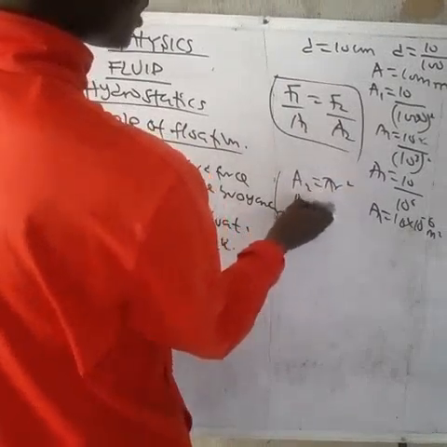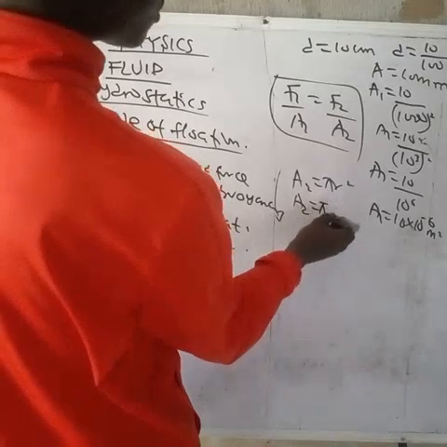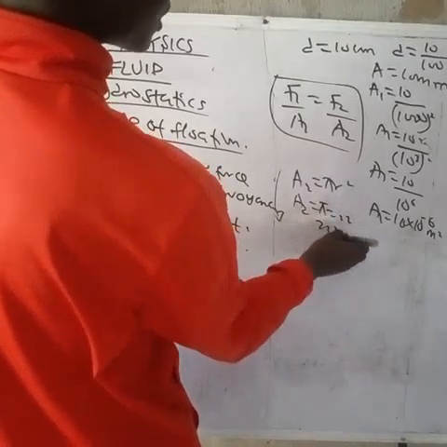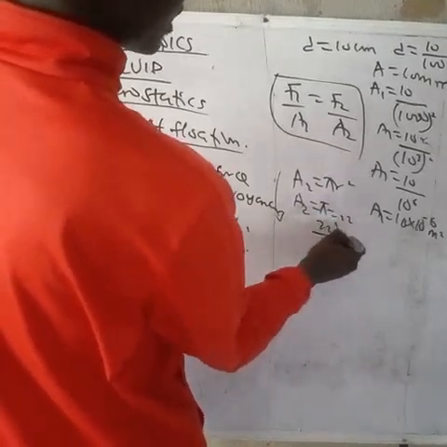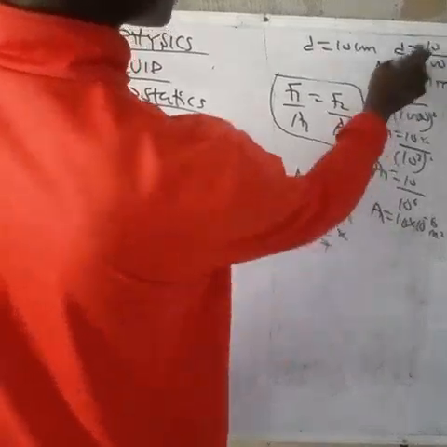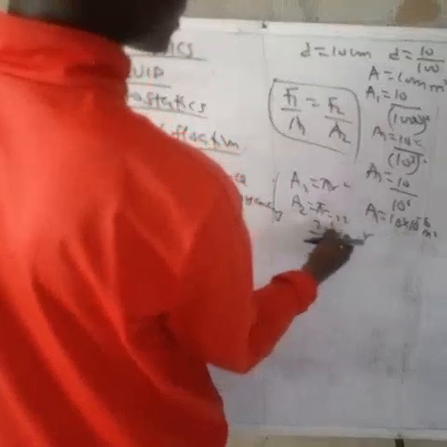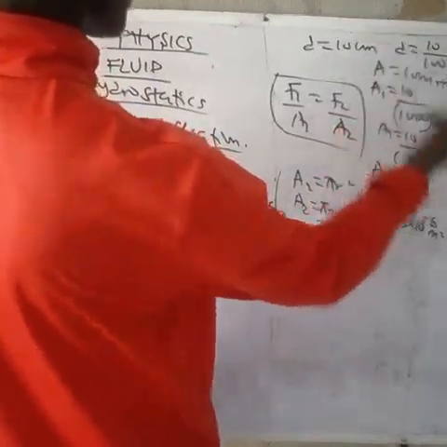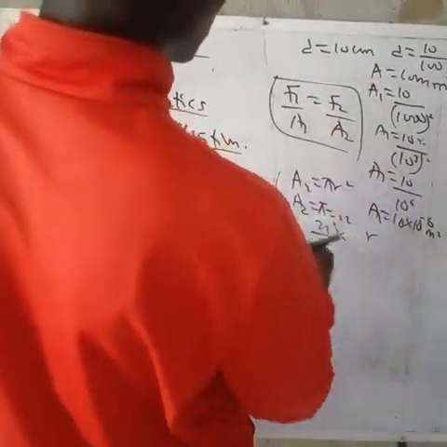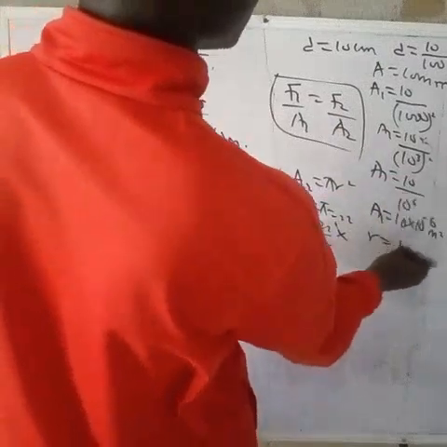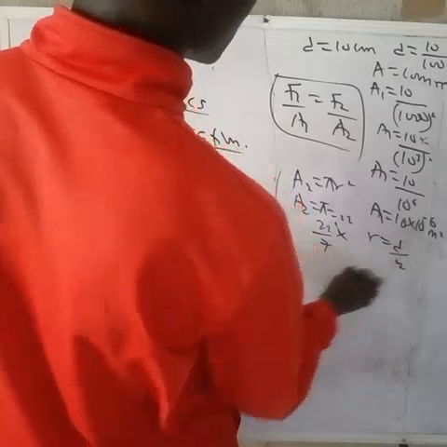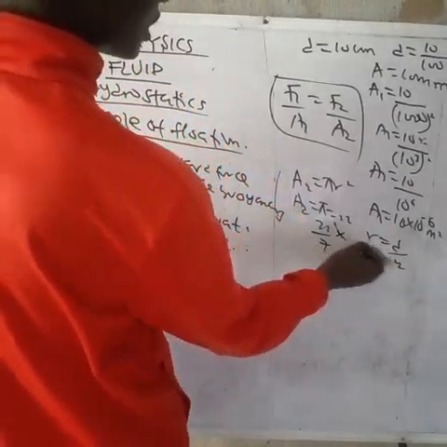Pi r square. So A2 is equal to pi, which is 22 over 7, multiplied by your radius squared. What is the radius? If the radius is given, find the radius square after converting to a standard unit. But if it's the diameter that is given, use diameter over 2, because the radius is diameter over 2.